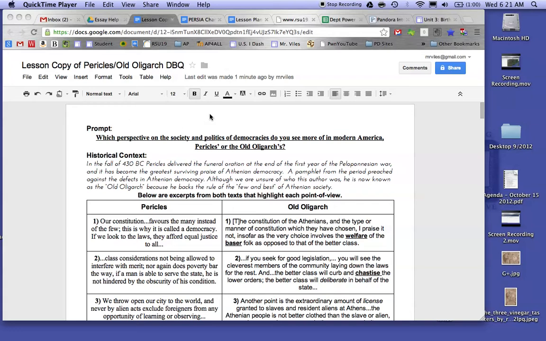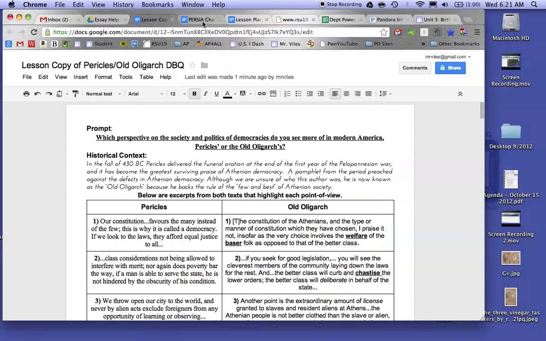Now, what we're going to do is talk about how to approach this DBQ. If you had Mrs. G last year, and a lot of you did, DBQ is a document or data-based question. And all that really means is it's a research paper where I have done most of the research for you. And I've put the research together, and you will use that research in order to write your essay.